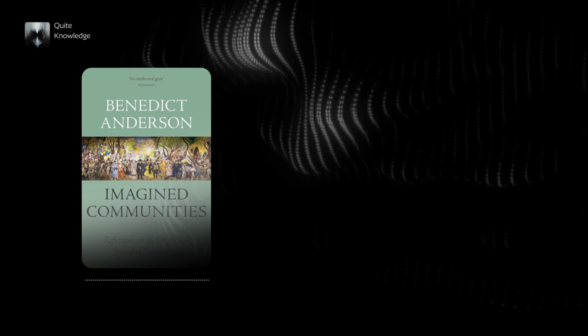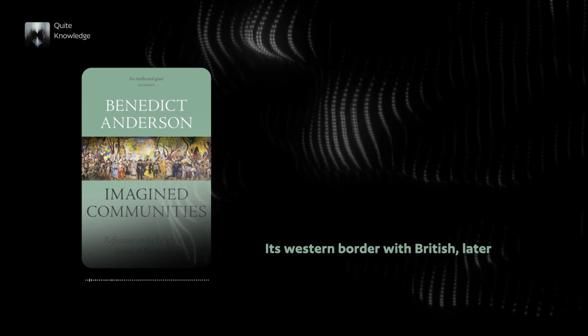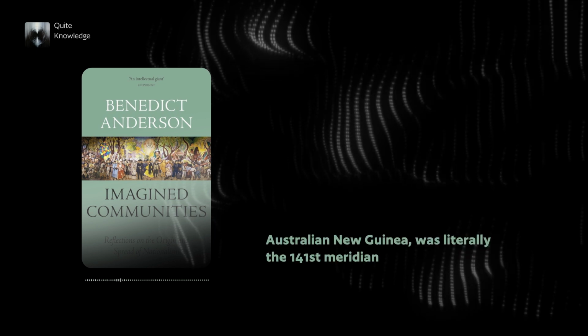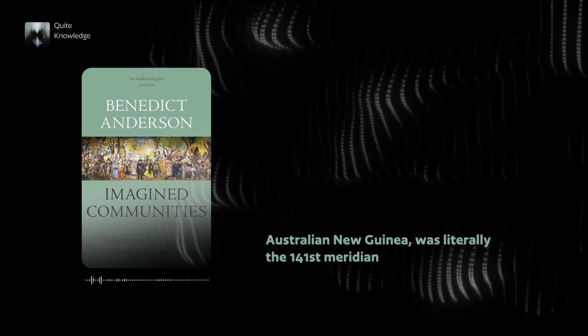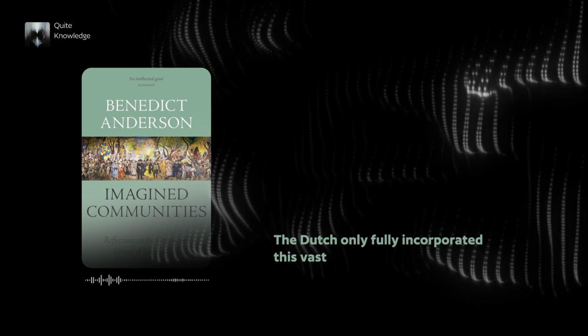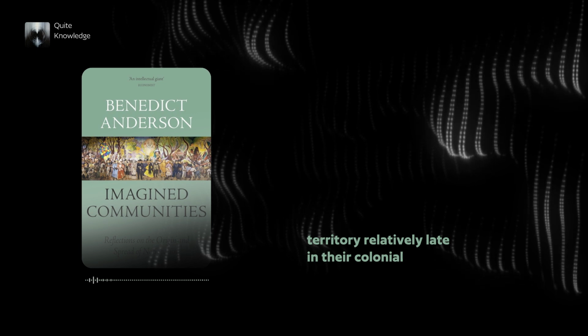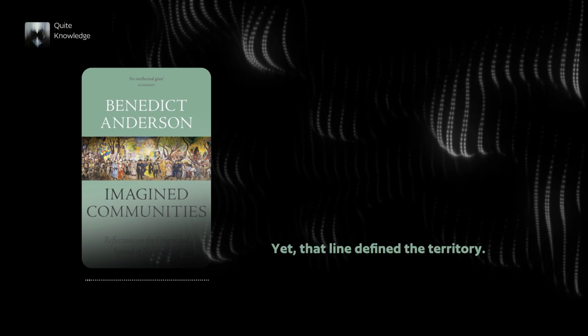Any specific examples? Anderson used the example of Dutch New Guinea, West Papua. Its western border with British, later Australian New Guinea, was literally the 141st meridian of east longitude, a completely invisible line drawn on paper, cutting through diverse landscapes and communities. The Dutch only fully incorporated this vast territory relatively late in their colonial rule. Yet that line defined the territory.